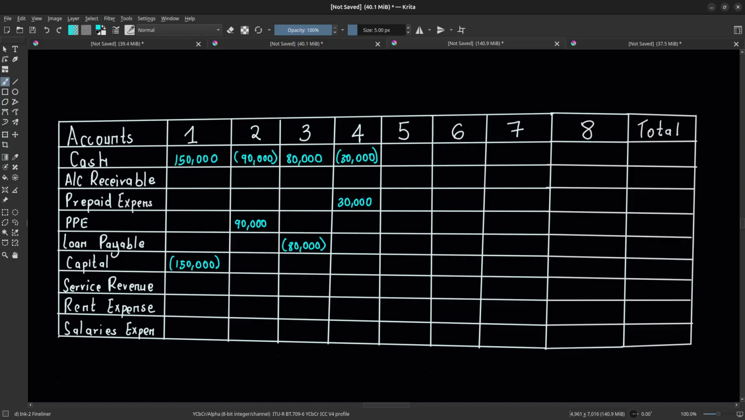Then because we're preparing this as at 31st March 2026, we need to recognize that rent expense for the month of March. And if 30,000 was for 3 months, then for 1 month we have 10,000. So we need to recognize a rent expense of 10,000 for the month of March 2026. So you debit 10,000, and now you reduce your prepaid expense, whereby you credit 10,000 to the prepaid expense account.